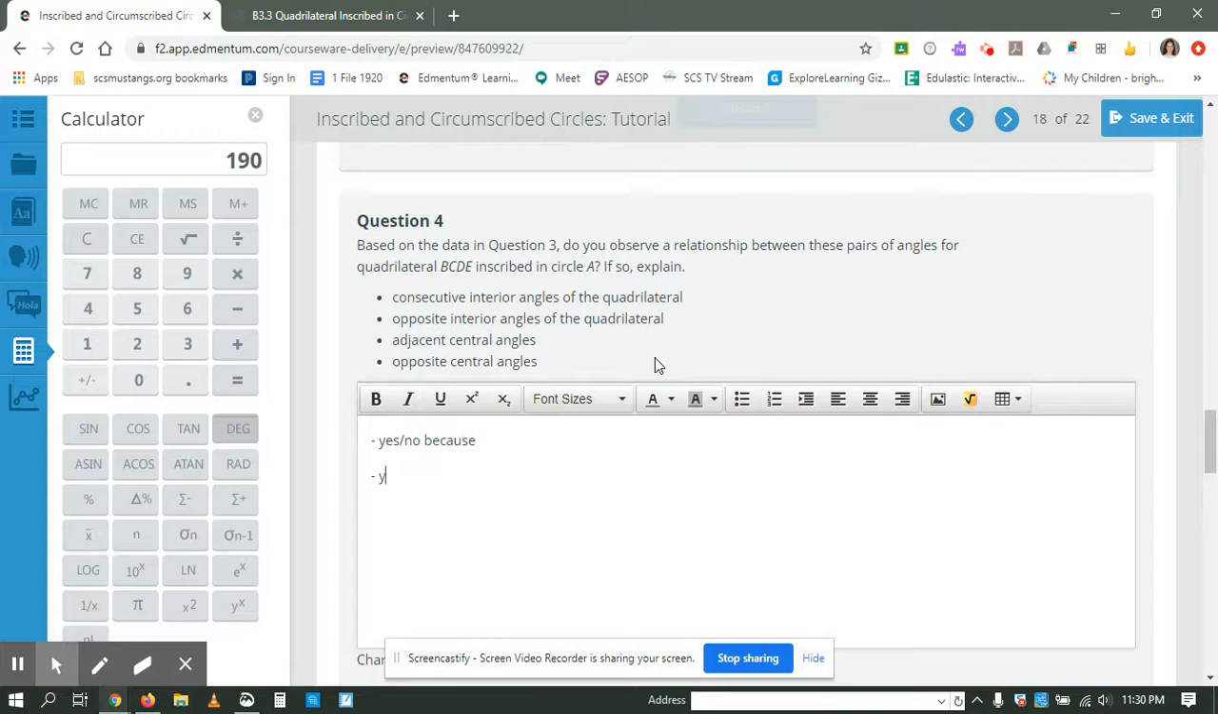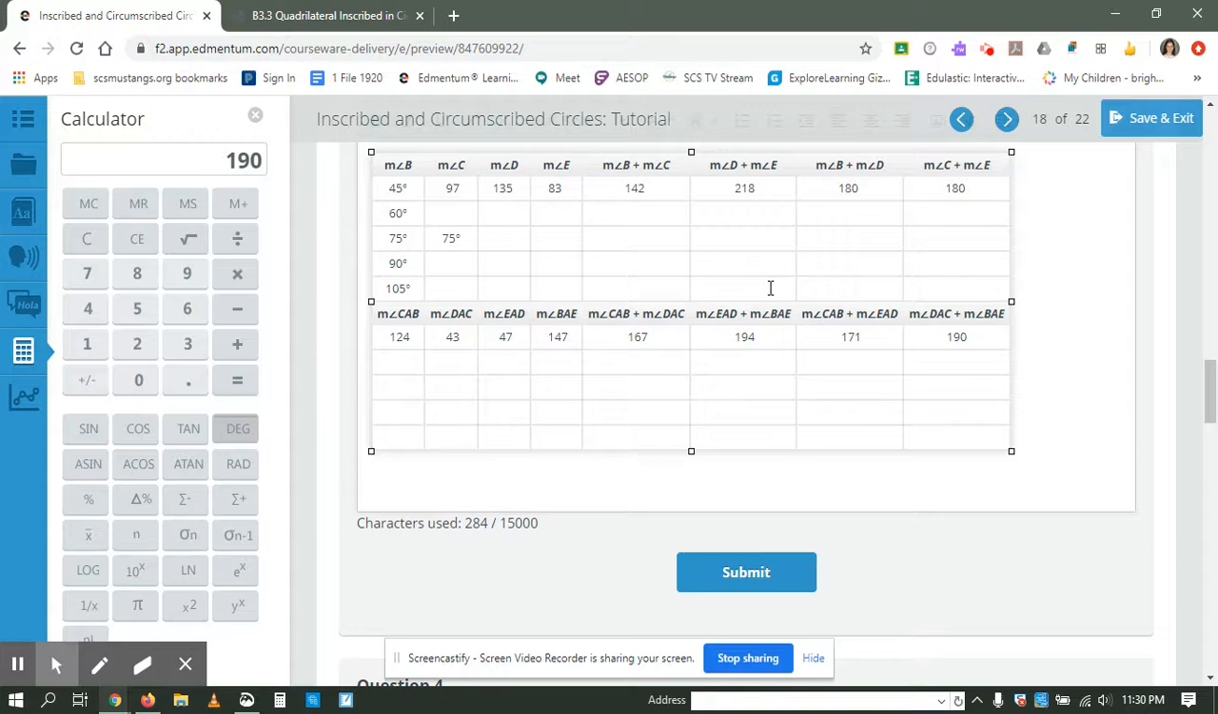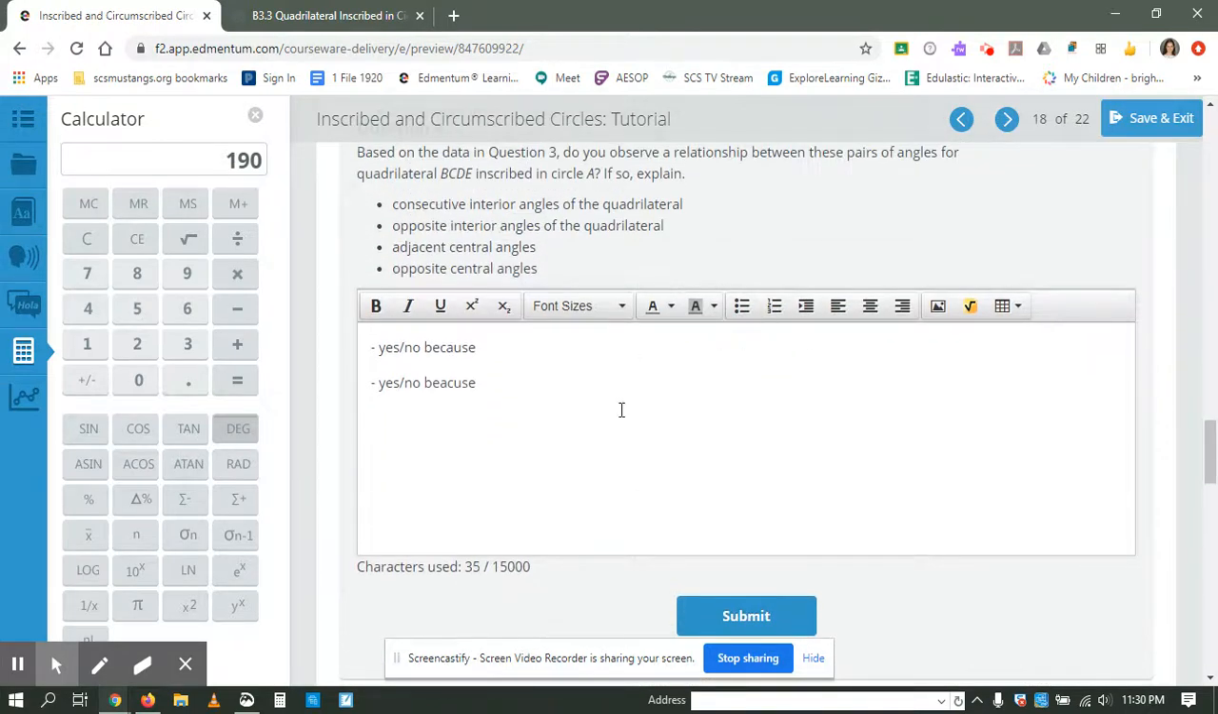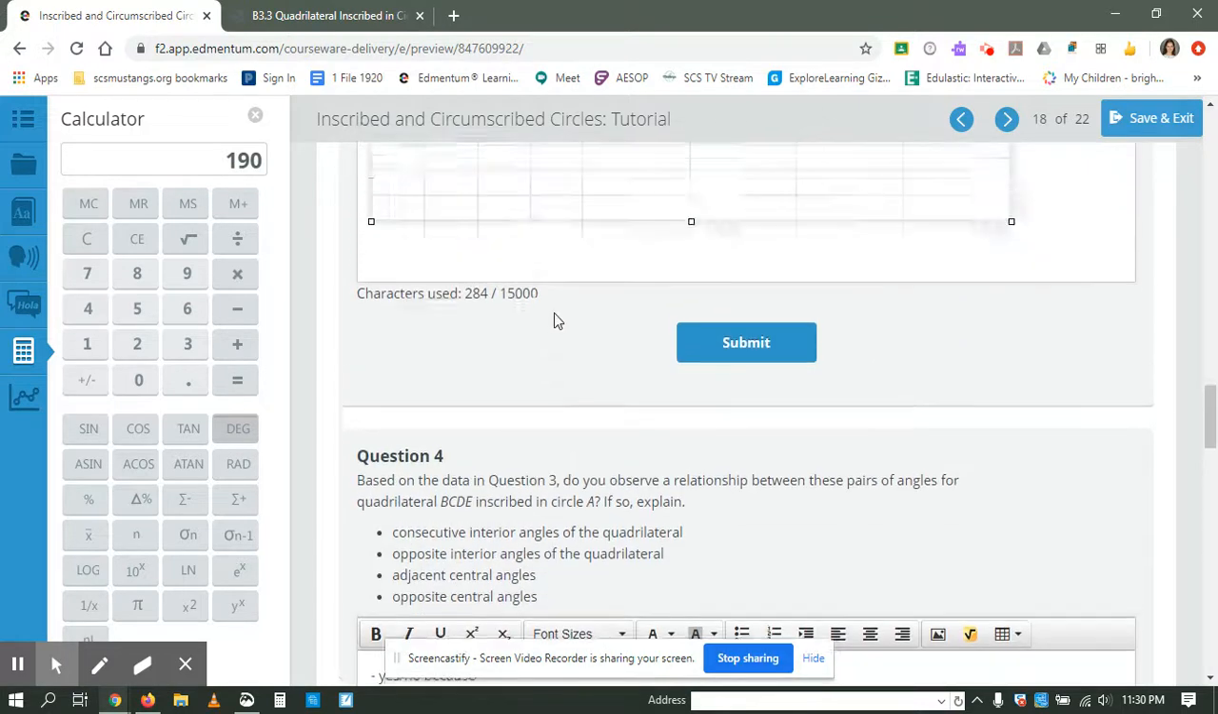Can you find a relationship? So this is another yes or no, because that kind of a thing. And you can use what you see happening in the data in your table as a good reason for your because. And then you'll do the same thing for your adjacent central angles. It's another yes, no, because for your adjacent central angles.